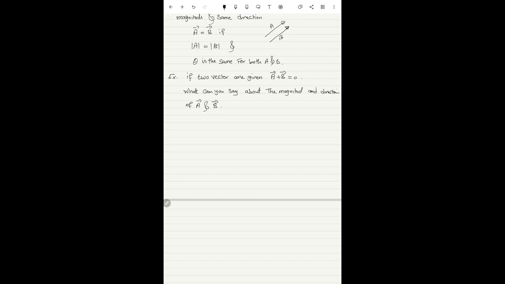Example question here, we have this equation here, vector A plus vector B equal to zero. The information that we get from this: vector A plus vector B equal to zero, which means vector A equal to minus vector B. Now, if we calculate the magnitude, the magnitude of vector A, again, as we mentioned before, is always positive, equal to the magnitude of B. But here, the direction of A is different than the direction of B. As a matter of fact, the direction of A is opposite to the direction of B. So if A goes this direction here, B will be something like this.